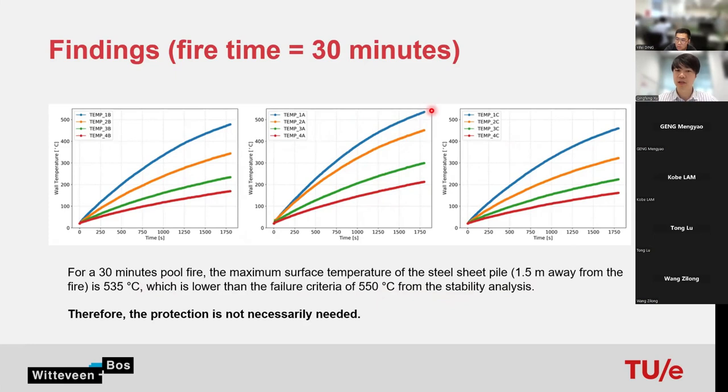535 degrees Celsius within 30 minutes, because our target was to make sure the retaining wall will not collapse in a 30-minute fire. Therefore, we have our results. We made our decision. The protection for the retaining wall is not necessary. That saves us more than €1 million.